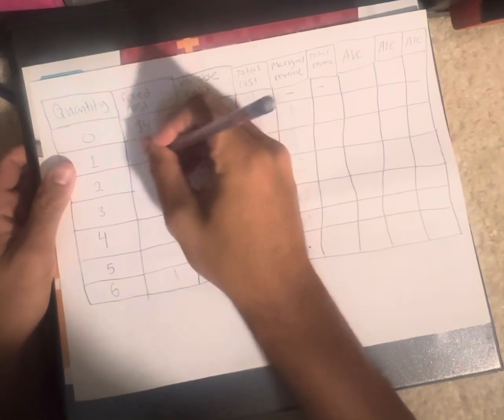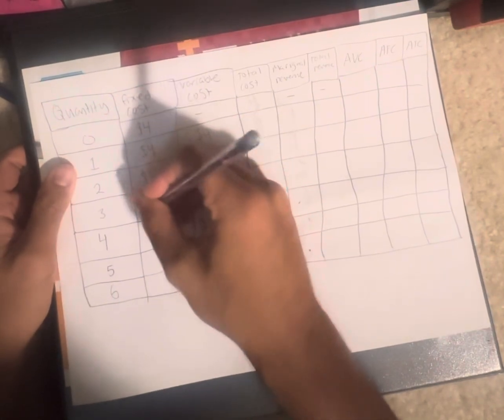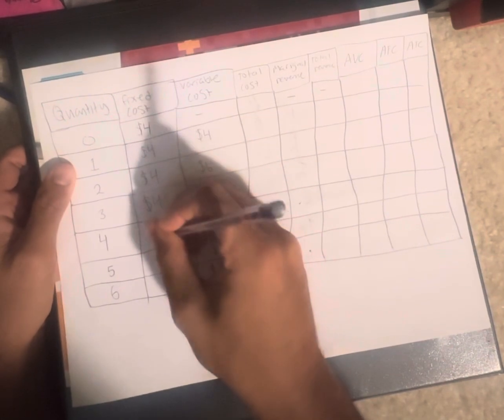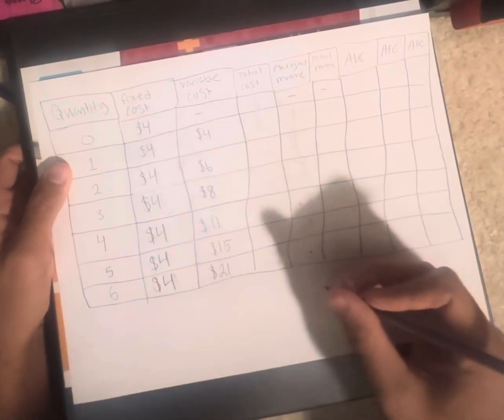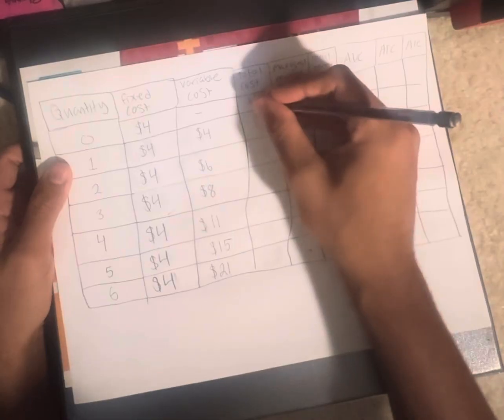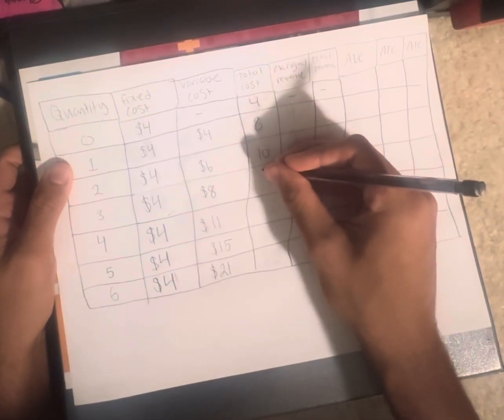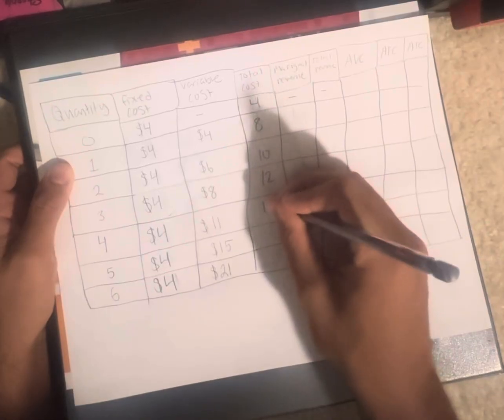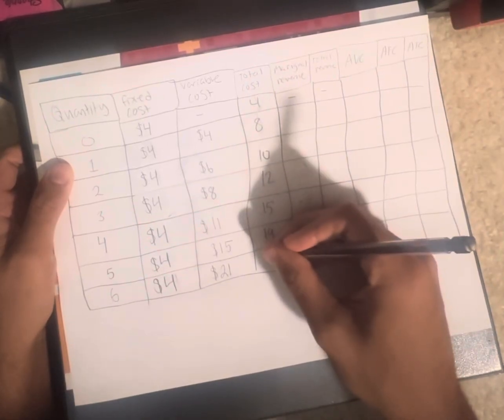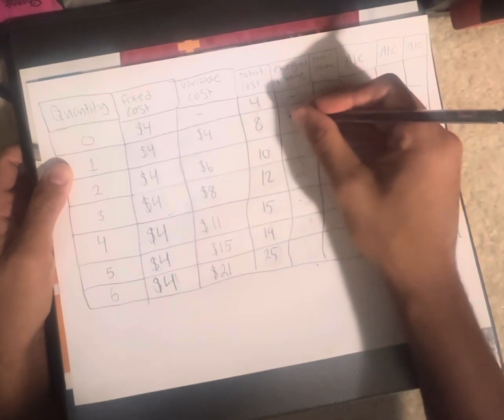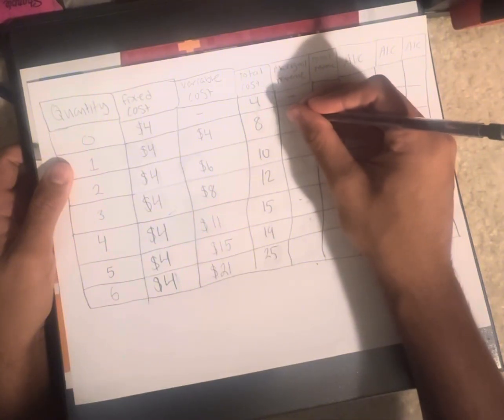Okay, so fixed cost is the same at every quantity, so I'm putting 4 all the way down. The cost doesn't change whether the firm produces 0 units or 6 units. Variable cost increases as the output increases. Total cost: at 0 it's 4, at 1 it's 8, then 10, 12, 15, 19, 25.